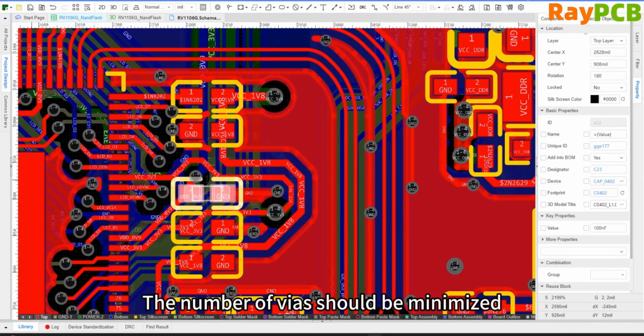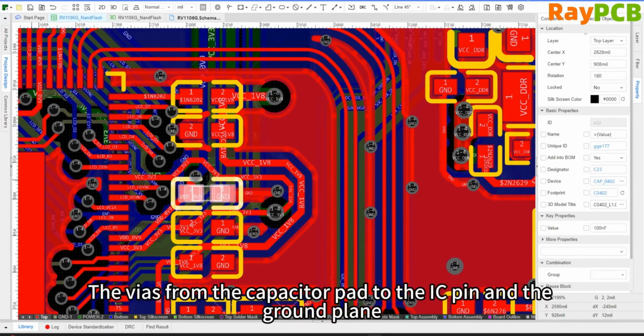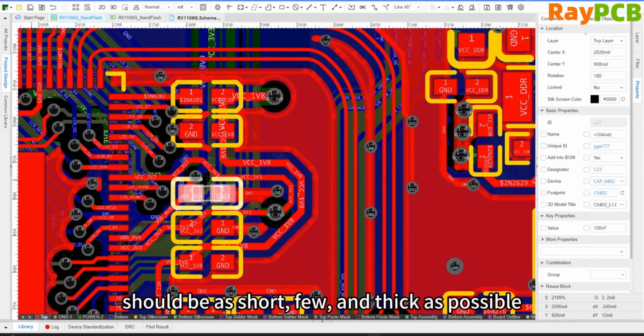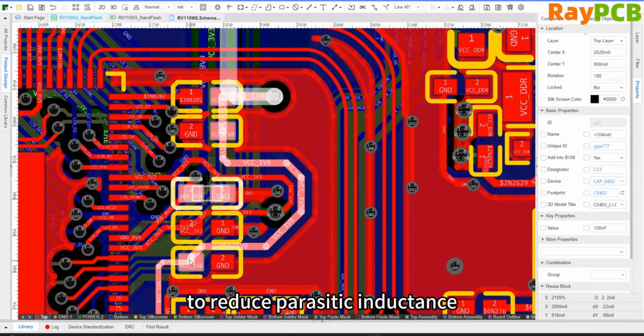All right, the number of vias should be minimized. The path from the capacitor pad to the IC pin and the via to the ground plane should be as short and thick as possible to reduce parasitic resistance.